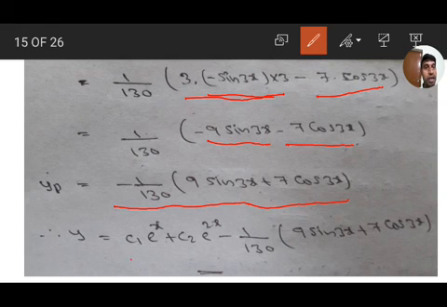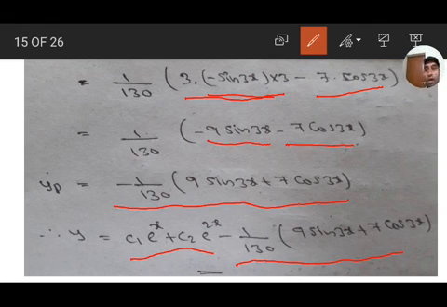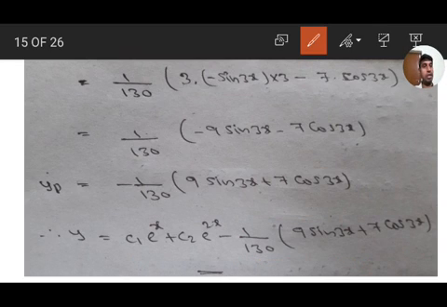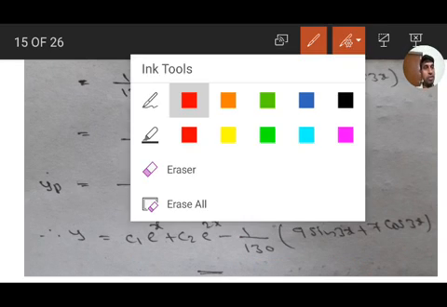that is c1 e to the power of x plus c2 e to the power of 2x minus 1 by 130, 9 sin 3x plus 7 into cos 3x. It is the solution. Complementary function.